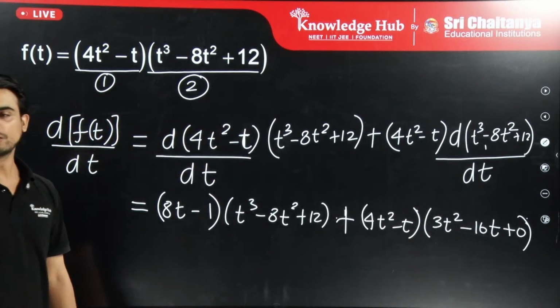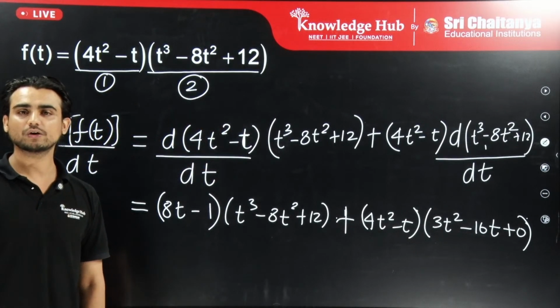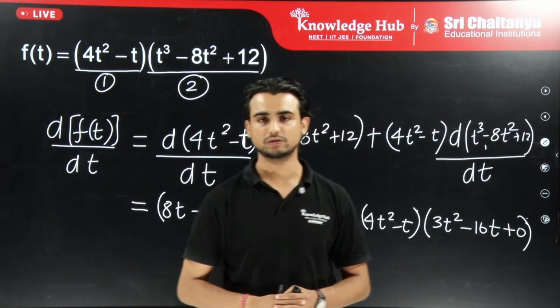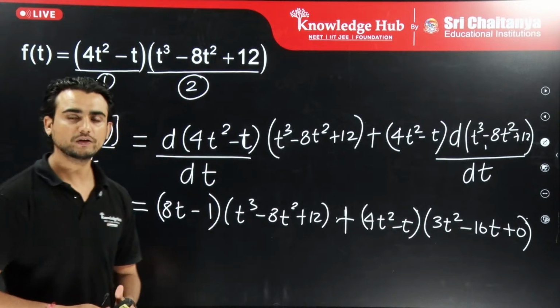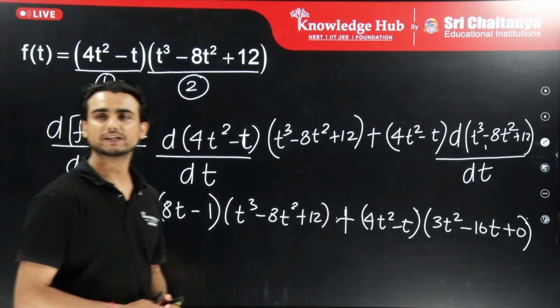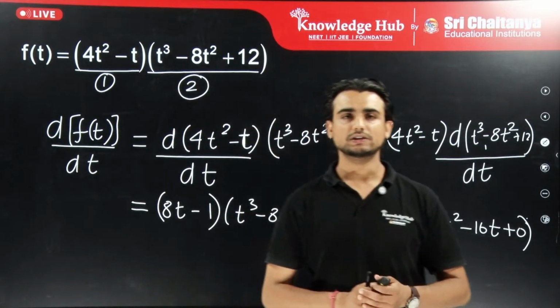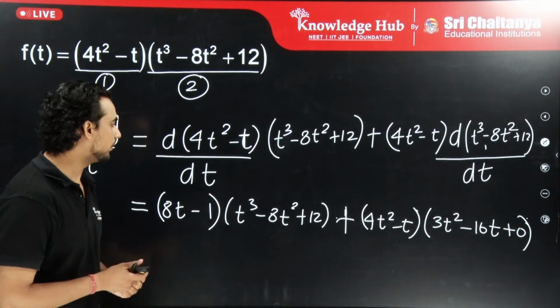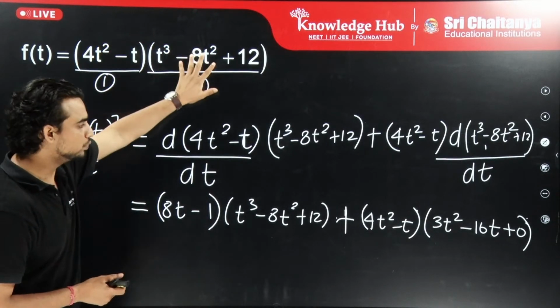I am not doing any further calculations because my main aim is to find the differentiation, okay? This calculation part you can do by yourself, but understand the product concept which I am trying to apply here. Here I am trying to find the differentiation of two functions which are in multiplication form, right? Function 1 and function 2.